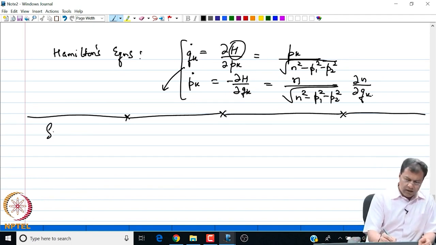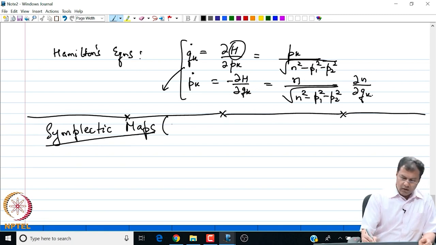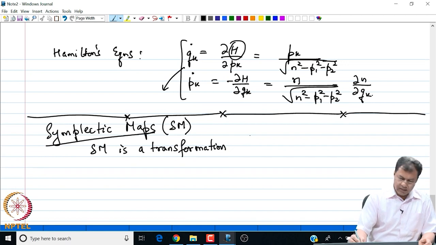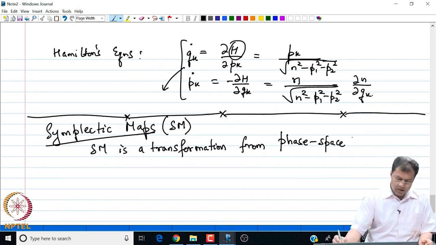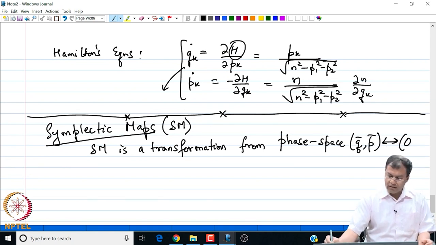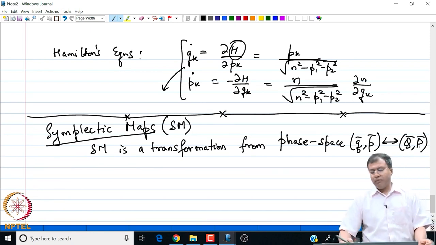So, what are symplectic maps? Let me denote it by SM. SM is a transformation from the phase space (q, p) to a new phase space (capital Q, capital P).